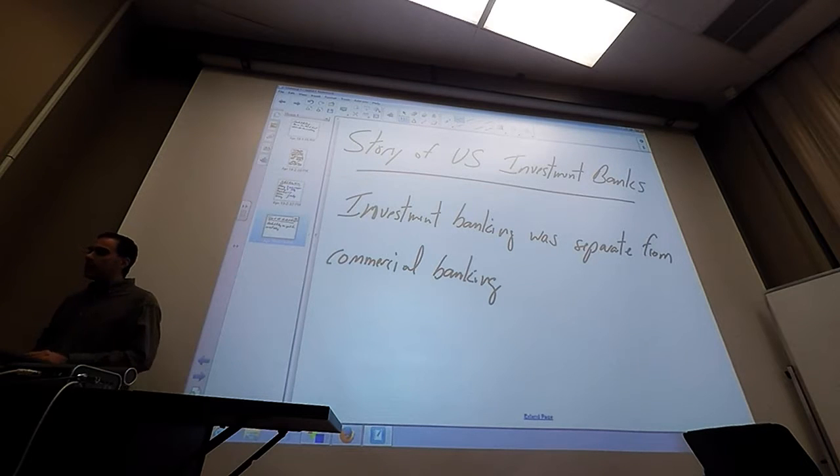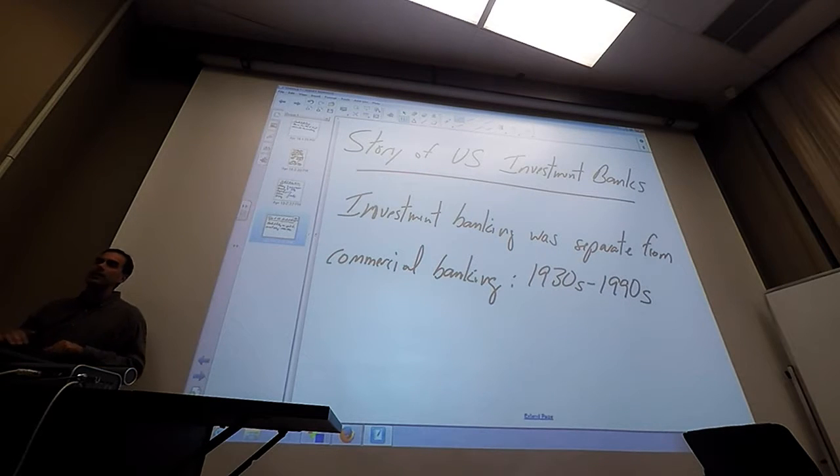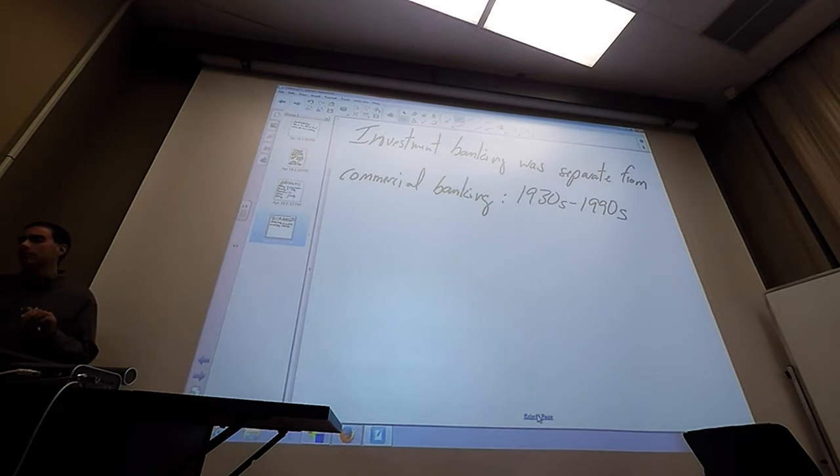So investment banking was separate from commercial banking. And this really applied through much of the history of the U.S., but especially from the 1930s up to the 1990s. So especially for that 60-year period, this separation was fairly strict. And then it started to be relaxed in the 1990s, and it's really only in the last decade that it really got relaxed. And then since the financial crisis of 2008, everything's changed. So this is how it was for most of the past century or so.